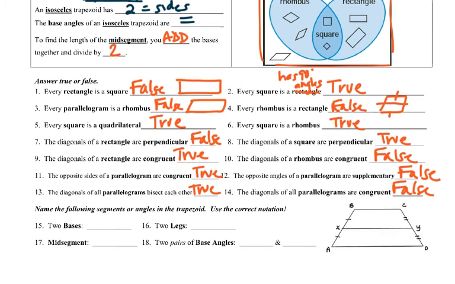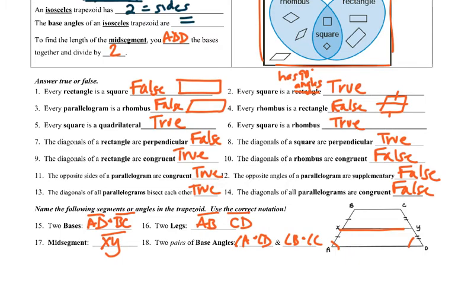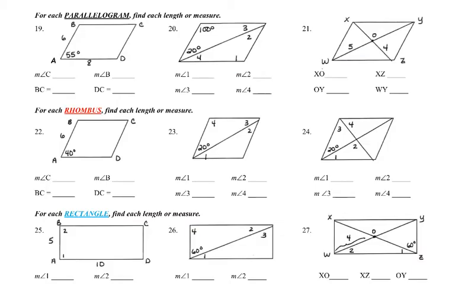The bases here would be AD and BC, the top and bottom. The two legs, AB and CD. That mid segment goes in the middle, XY. And then the two pairs of base angles, angle A and angle D, and at the top, angle B and angle C. So a lot of vocab there. Now we get into the actual shapes, right? So I started with an easy, a medium, and a difficult of each shape.